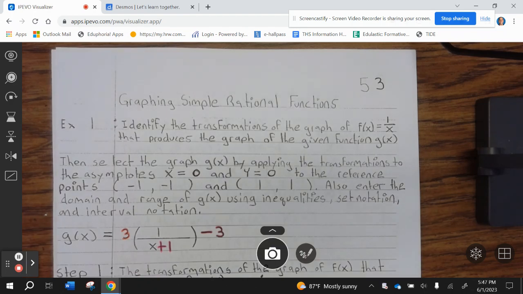Watkins. So I want to go to page 53, graphing simple rational functions. Example 1: identify the transformations of the graph of f of x equals 1 divided by x that produces the graph of the given function g of x.